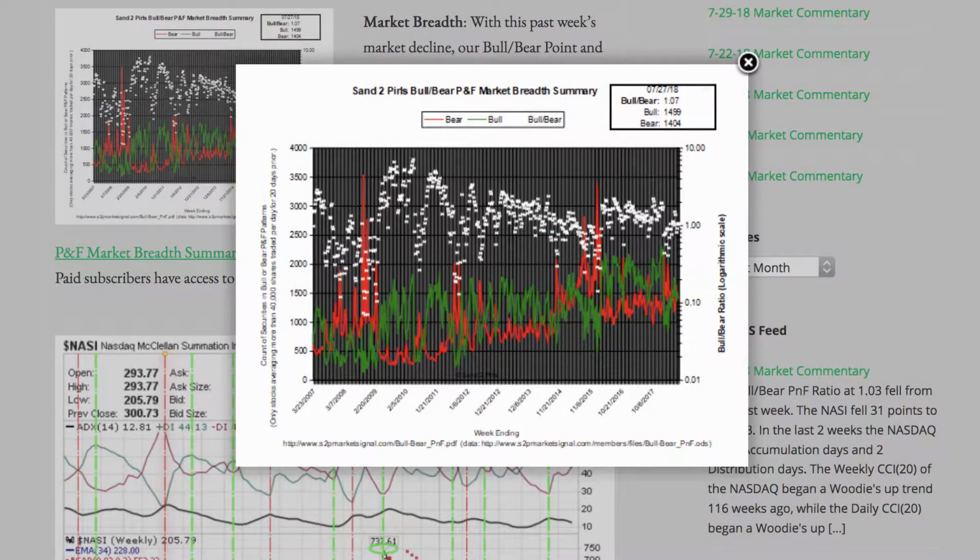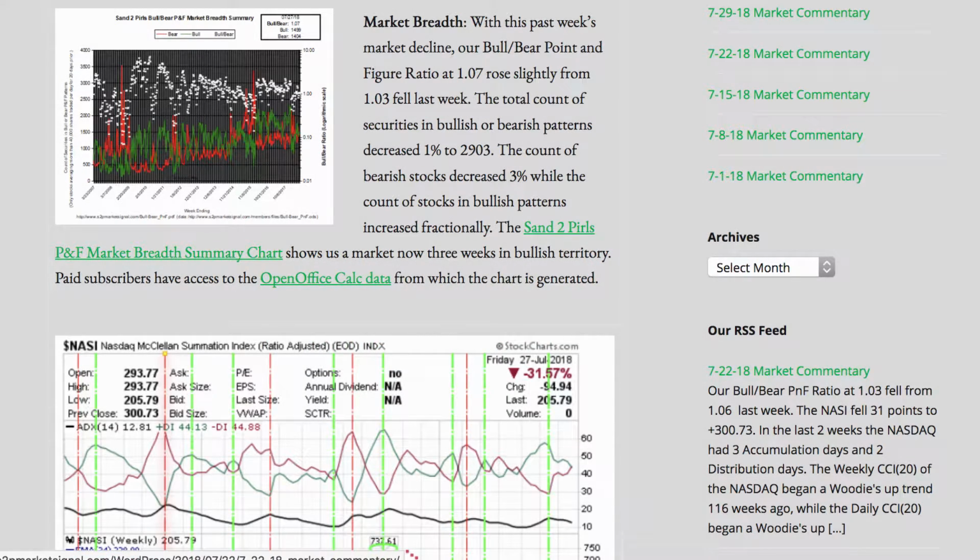Market breadth. With this past week's market decline, our bull bear point and figure ratio at 1.07 rose slightly from 1.03 last week. The total count of securities in bullish or bearish patterns decreased 1% to 2,903. The count of bearish stocks decreased 3%, while the count of stocks in bullish patterns increased fractionally. The Pirls PNF market breadth summary chart shows us a market now 3 weeks in bullish territory.